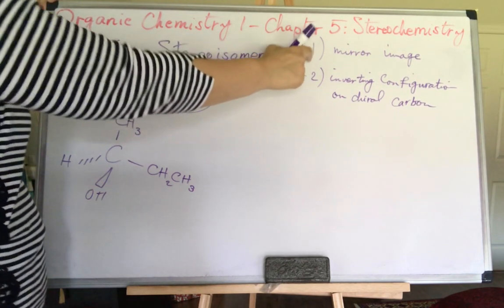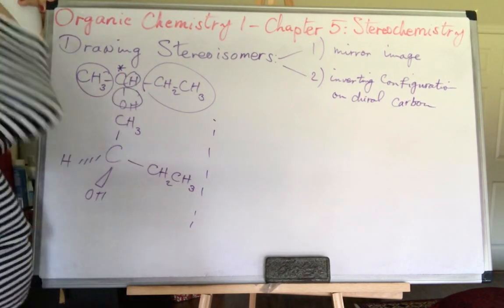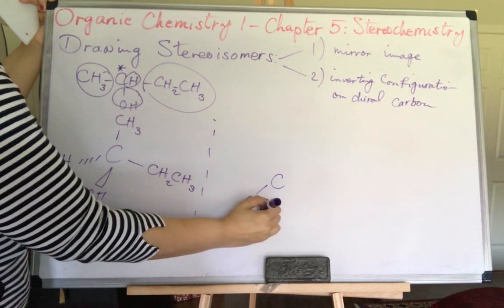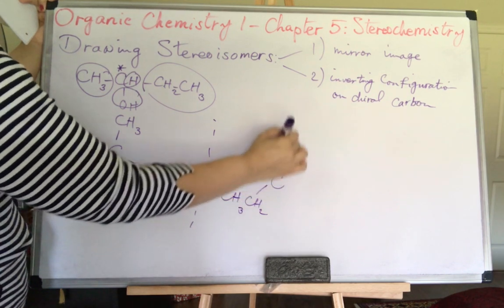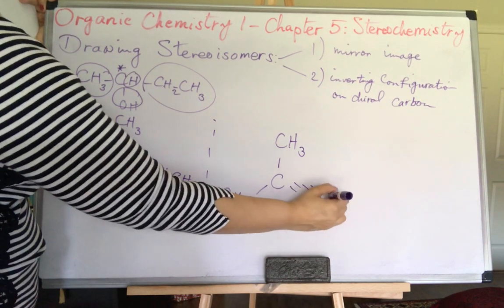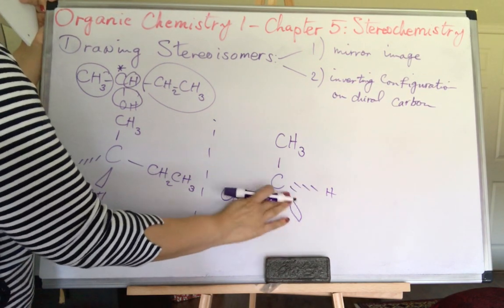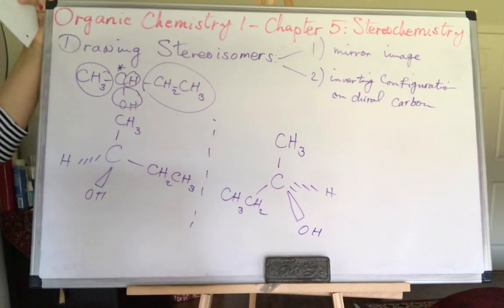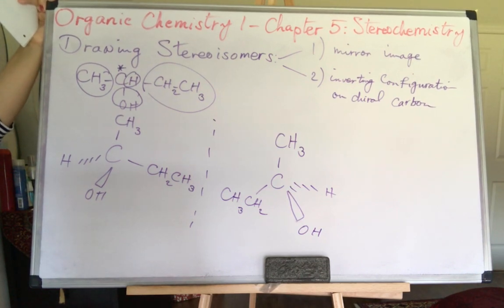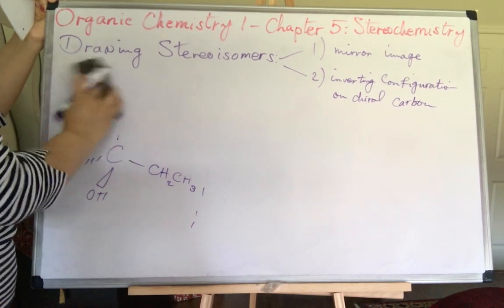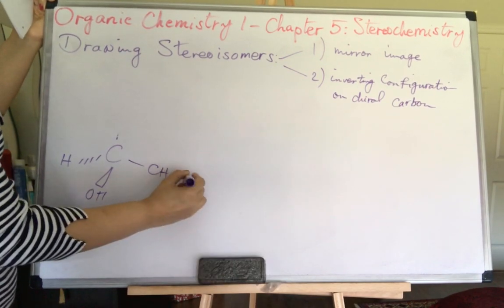The first method is to use the mirror image. So if you use the mirror image, CH2CH3 is closest, right? Then CH3 is still on top, hydrogen is the farthest, and you have OH on the wedge. Correct? This is the first method. The second method is to invert the configuration. Since I don't have enough space, allow me to just keep this.